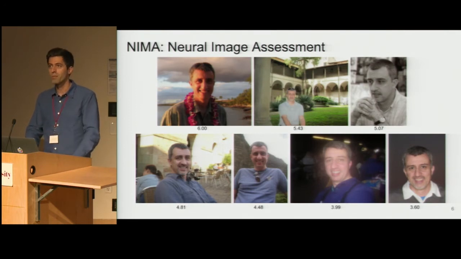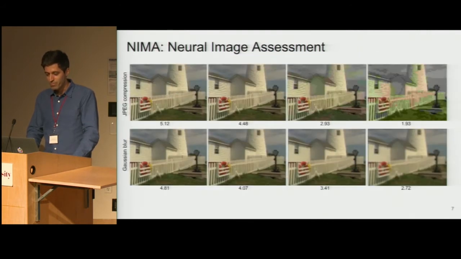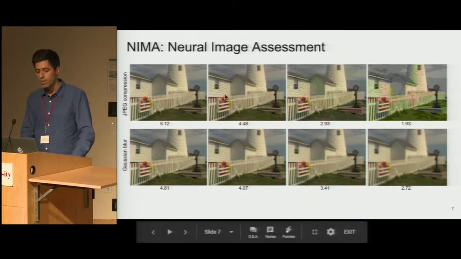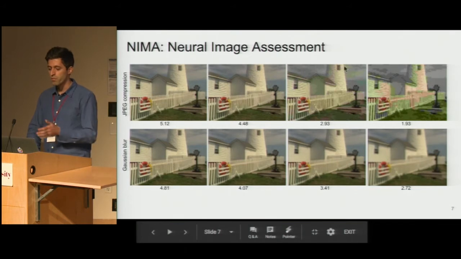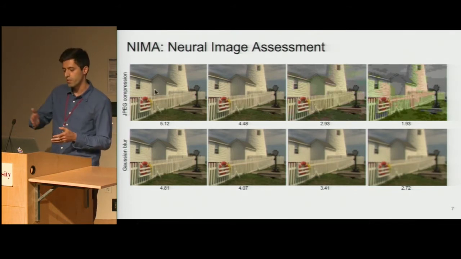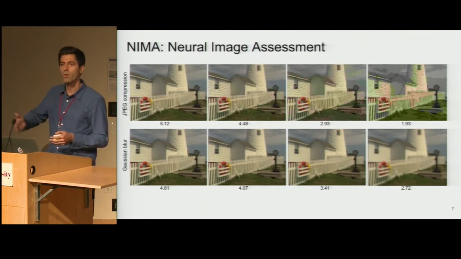This is my co-author, by the way, Peyman. Also, this model is quite sensitive to image distortions, for example JPEG compression or blur or noise. These images shown are, from left to right, increasing in the level of degradation. Basically, we compress the image on the top row more aggressively as we go from left to right. And as you see, the score drops.